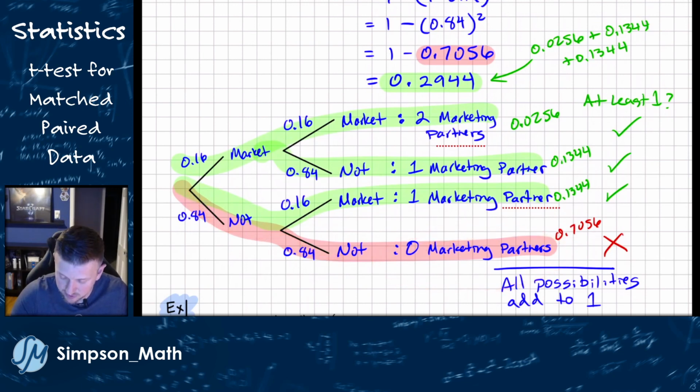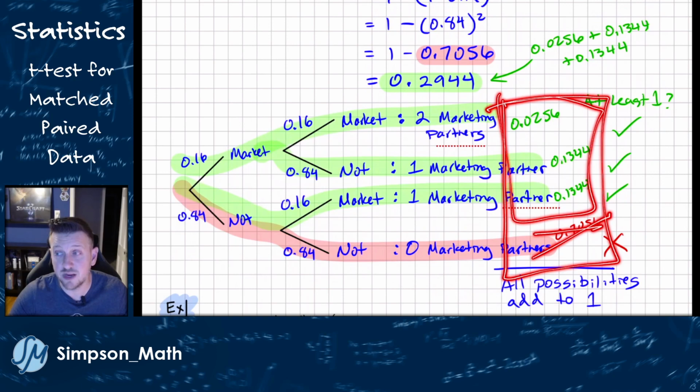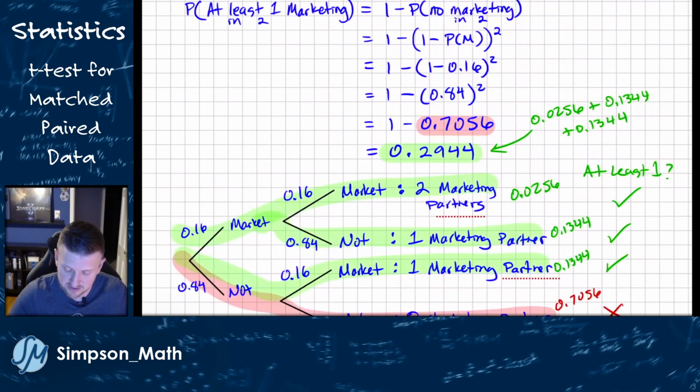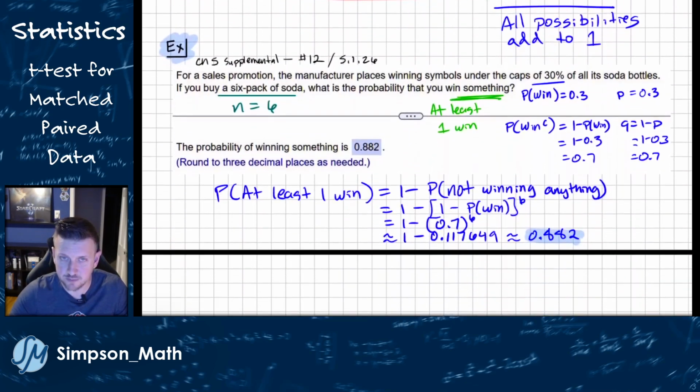Again, everything adds to 1. You can see the 4 numbers here. So if I added those up, I will get 1. Not sort of kind of almost. It will be exactly 1.0000, exactly 1. So all of these add to 1. This is the one I don't want. So if I just subtract it from 1, I'm left with the sum of what I do want, which is this 0.2944. So I'm going to do this last one without drawing a picture.